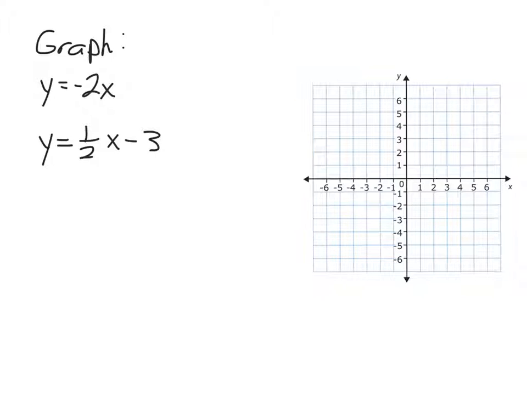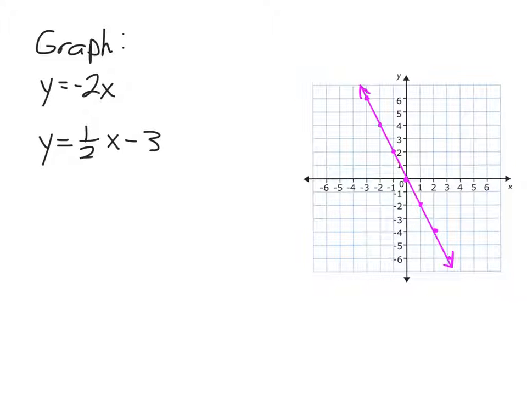We have y equals negative 2x, so we know our y-intercept is 0, because it doesn't say plus or minus anything, and we have our slope of negative 2. So we'll go down 2 and to the right 1. That's negative 2 over 1, remember. And we can also go up and to the left. Make sure we got a nice, pretty straight line. And we will draw that line, passing through all of the points, and draw our arrows.